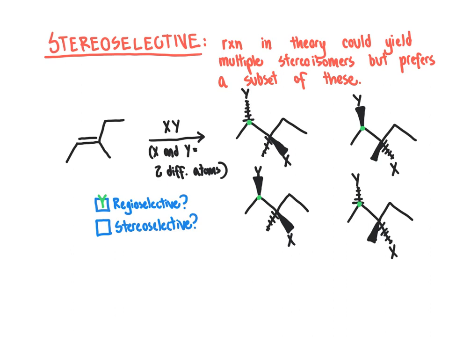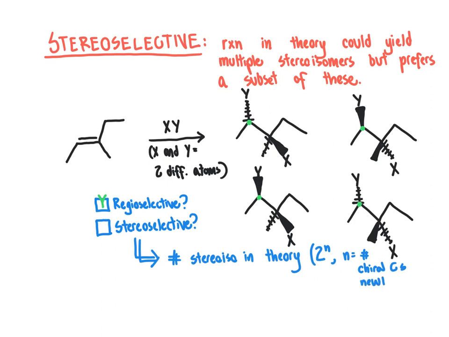So the trick for asking about stereoselectivity is to ask yourself the number of stereoisomers that could be formed in theory, and you can solve that by using the 2^n rule, where n equals the number of newly formed chiral centers, or the number of chiral centers that are impacted by this reaction. So if there were chiral centers elsewhere in this molecule, somewhere far, far away, you wouldn't worry about those in your 2^n rule here.